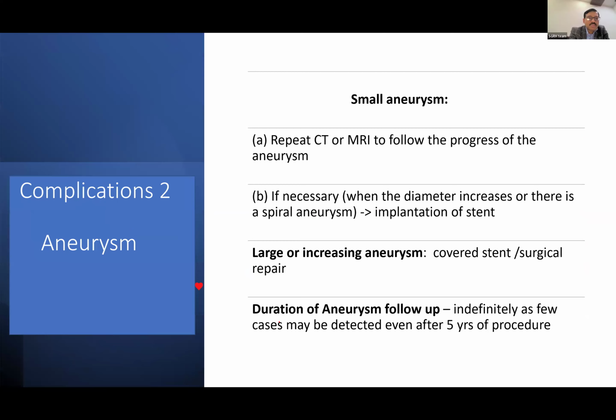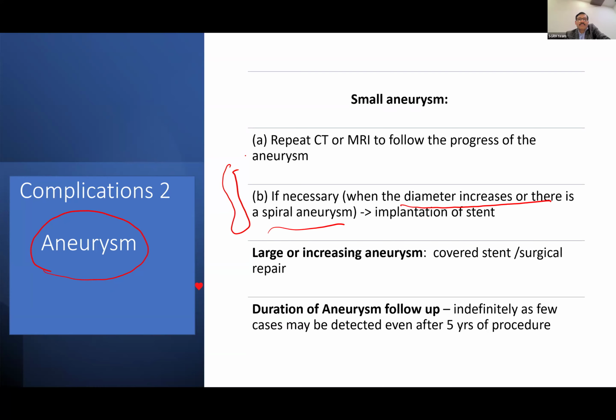Number 2, complications: aneurysm. Small aneurysm, follow the progress by CT or MRI. Most of the times, within the next 24 hours, you should know what is happening to the child. If the size is rising, or there is a spiral aneurysm happening like this, stent. Now, larger aneurysms, if in the beginning there is a large aneurysm, covered stent or surgical repair is the method. Don't wait for 24 hours.